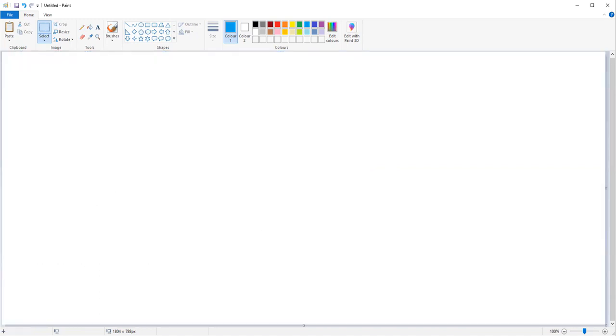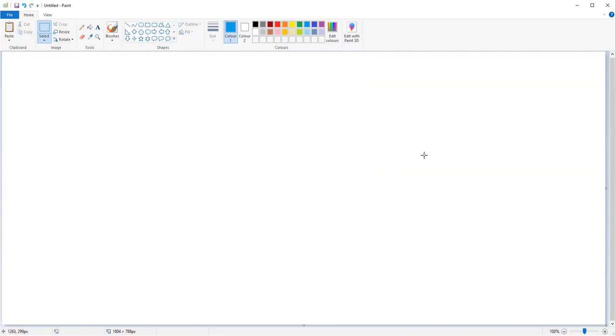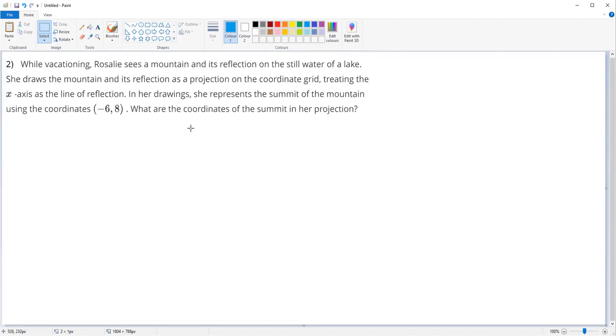Second one, let's see, what's the second one? We had this one here. We had people vacationing. This is the lake question. We had people vacationing, and she drew a mountain on the coordinate grid, and she made the x-axis the line of reflection, and she used these coordinates.